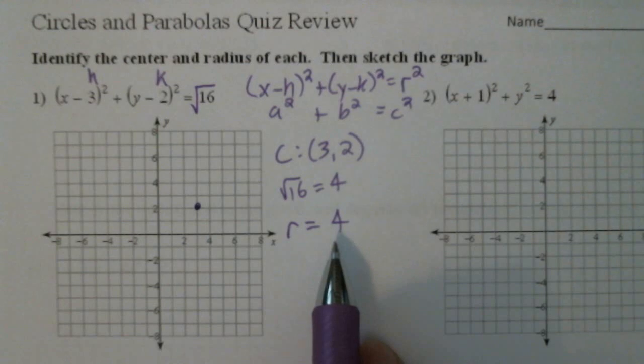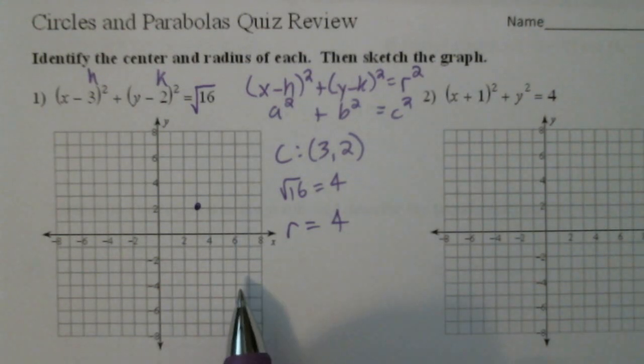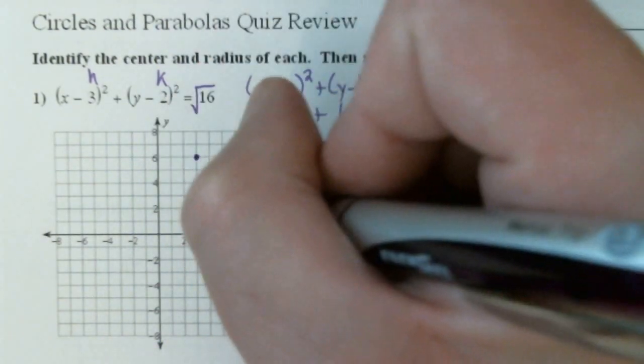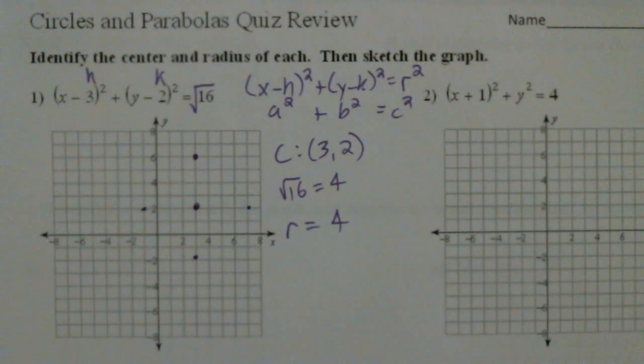And then for my radius, I just simply count up, down, left, and right. So I'll count up 1, 2, 3, 4, and do the same in the other directions. Okay, we need 4 extra points for a total of 5.